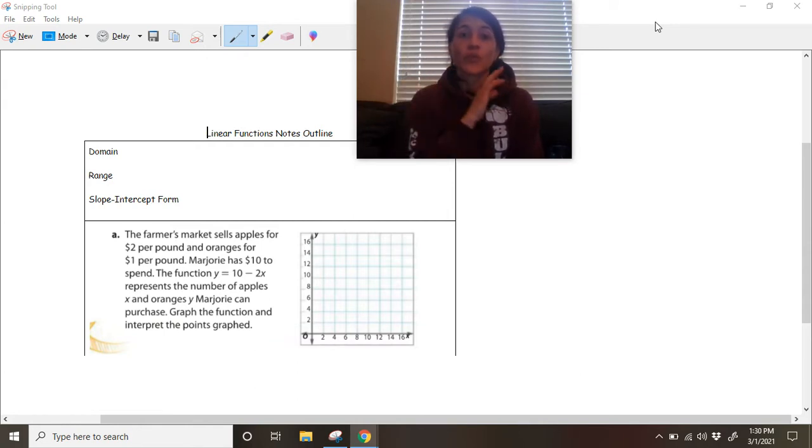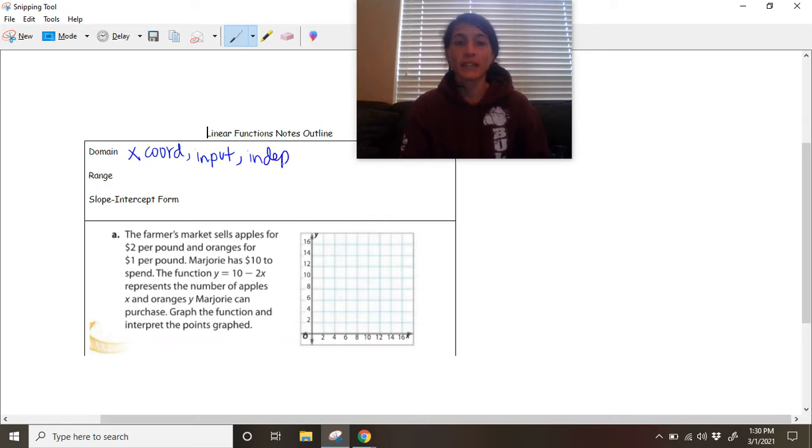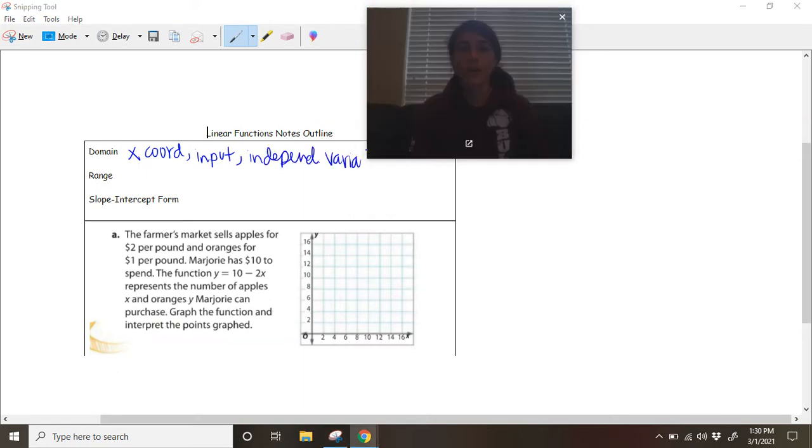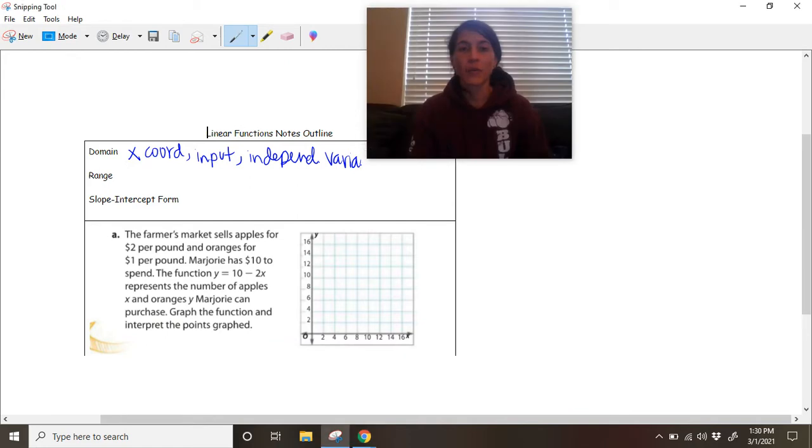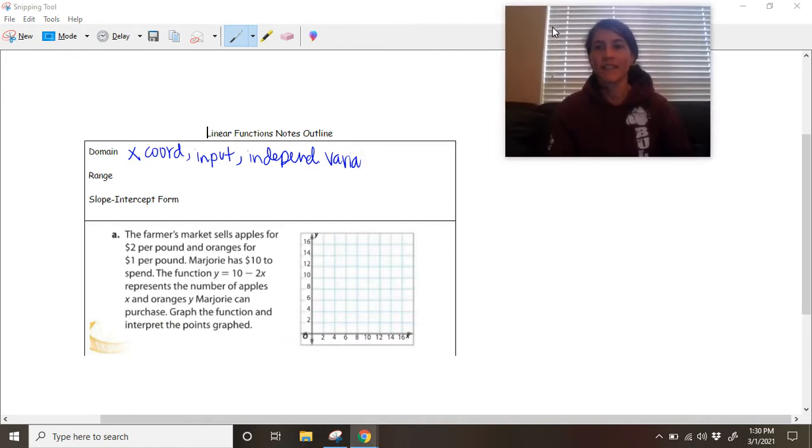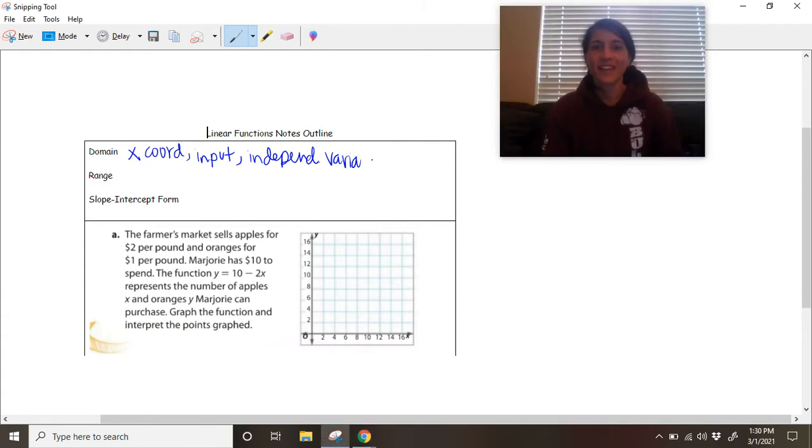So now we're going to go into real world problems, but just a quick review. The domain is the set of x coordinates. It's also the input, and it's the independent variable. Oh, okay, let me move it some more. So those are all the words to describe the domain.